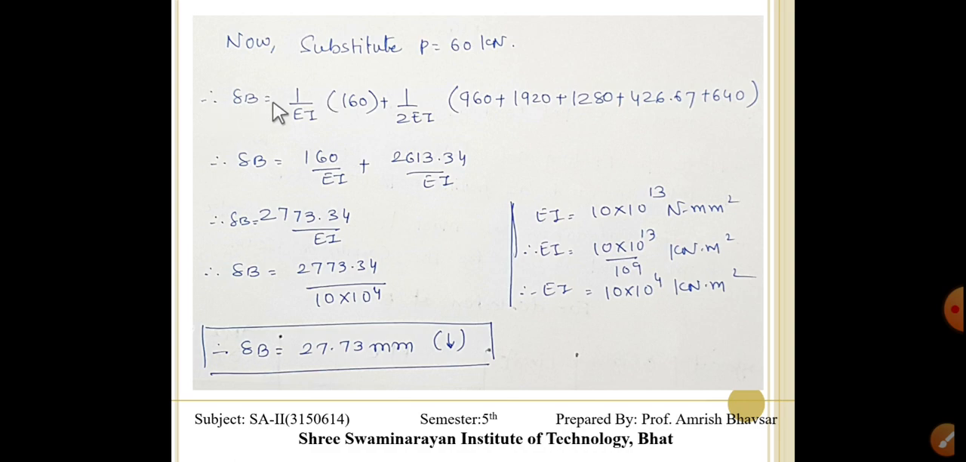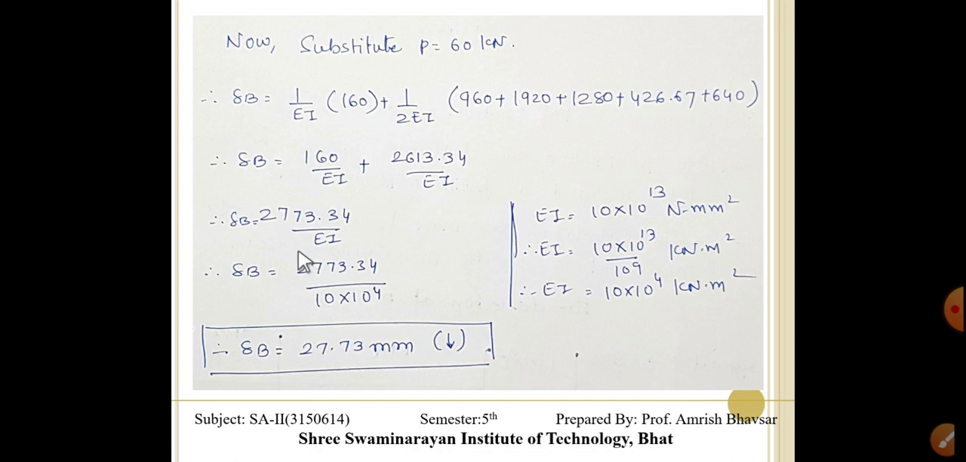Delta B is equal to 1 upon EI, and after putting the values we will get 160, 1 upon 2 EI, 960, 19, 20, 12, 18, 4, 26.67 and 640. The summation of all this is divided by 2. So we will get delta B is equal to 2773.34.